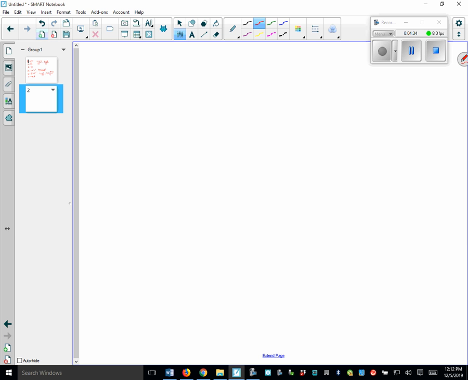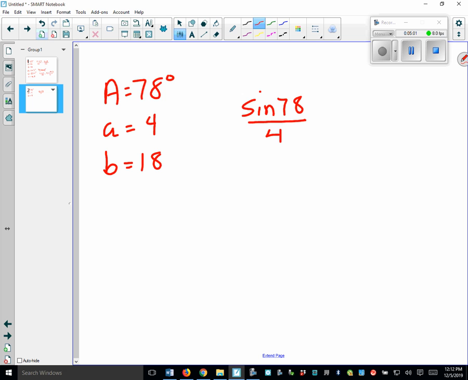Angle A is 78 degrees. Side A is 4, side B is 18. How would I solve the triangle? Law of sines, okay? Sine 78 over 4 equals sine of big B over 18.